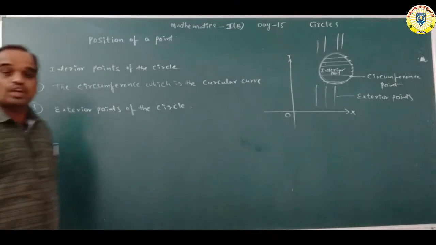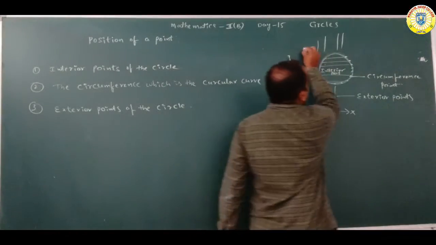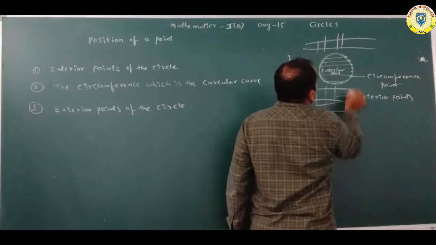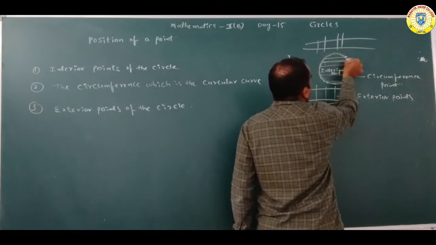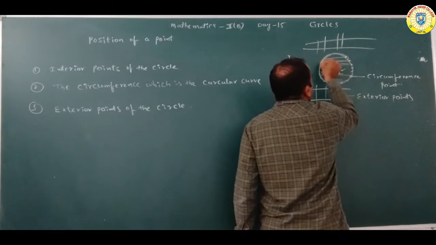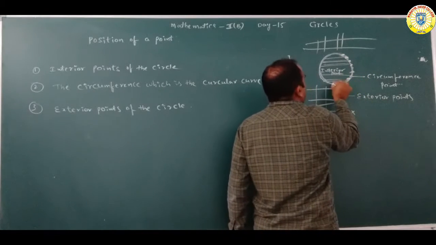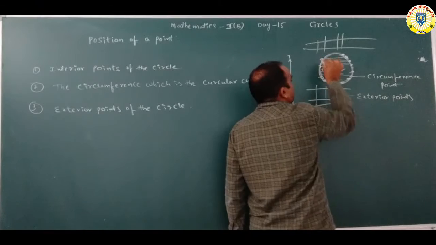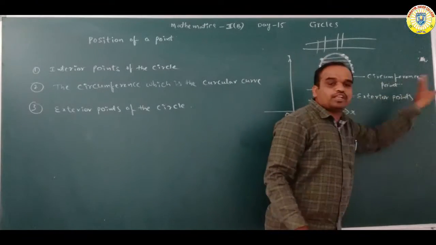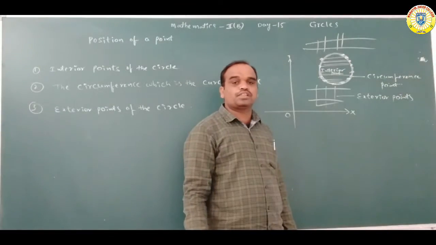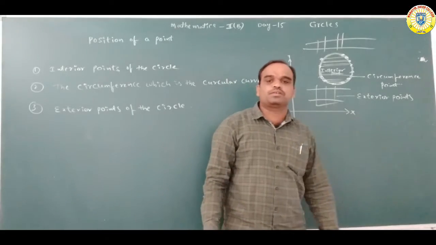So see here, what are the exterior points? All these are exterior points. These points are interior points. These points are on the circle, and they are called circumference points.